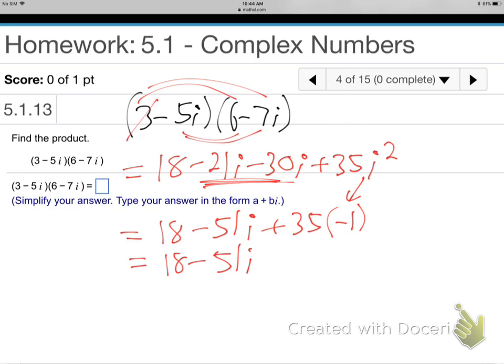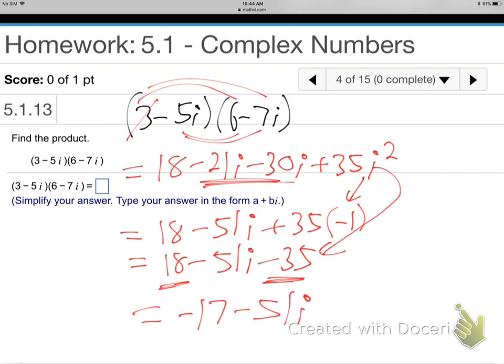I'm going real slow. You could skip some of these steps totally. So you could jump right from here to the -35, huh? The i squared term will always just reverse its sign. So 18 minus 35, what is that? I don't want to mess up again. Minus 17, minus 51i. So there it is. There's the complex number answer on that one. Is that good? We good there? Questions on that?